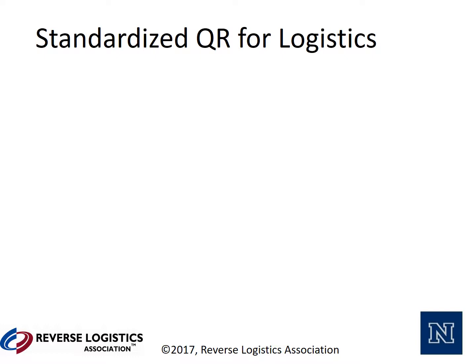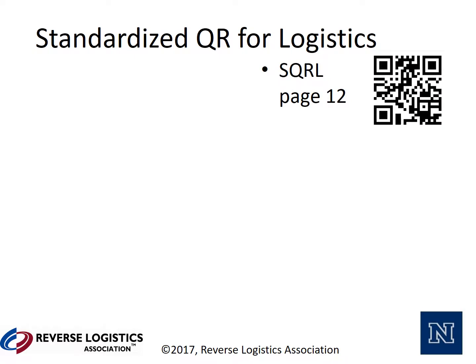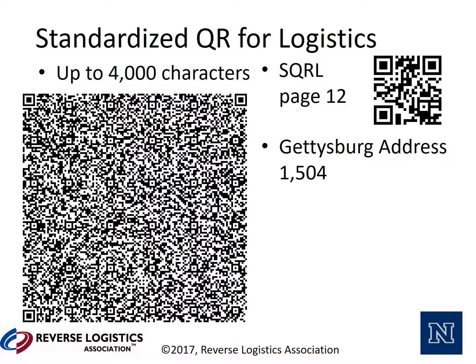QR codes can store a lot of information. For example, the QR code in the SQRL website only stores 12 characters. However, QR codes can store up to 4,000 characters. For example, the Gettysburg Address is 1,504 characters long, and the full text is stored in this QR code.